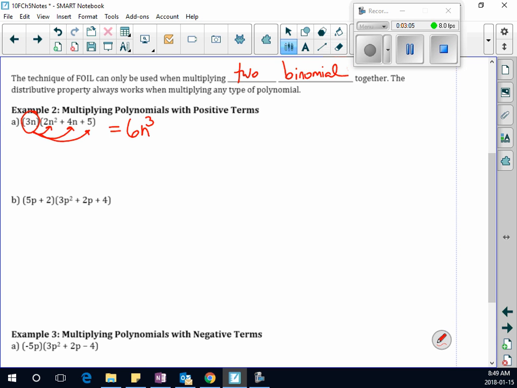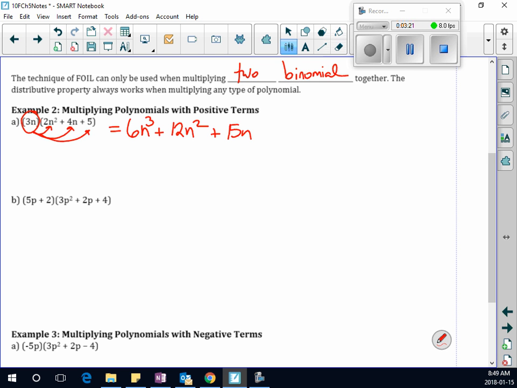Second one, 3n times 4n. Well, 3 times 4 is 12. n times n is n squared. 3n times 5 is 15n. And then check to see if there are any like terms that we can put together.